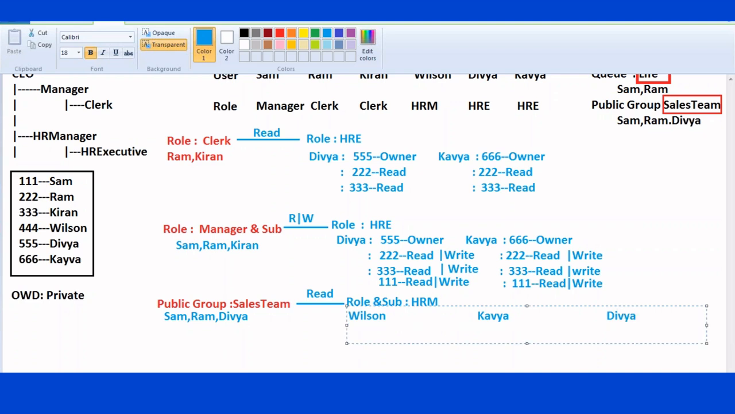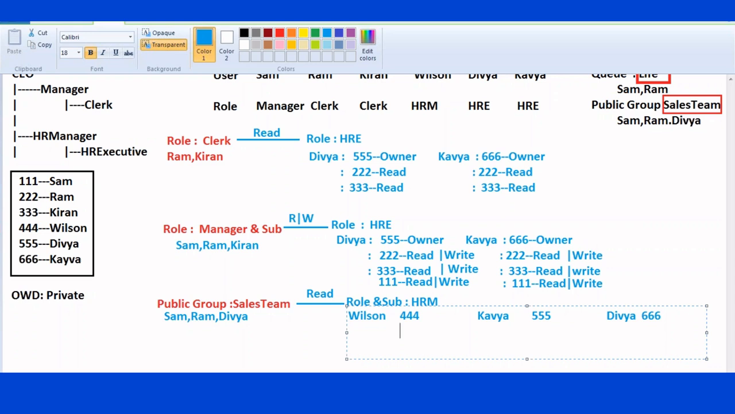Now Wilson is getting what? Wilson is getting 444. He was able to see 444 because of what? He was the owner of the record. She was able to see 555 because she is the owner of the record. 666, owner of the record. Now what was this? Share with the subordinates.